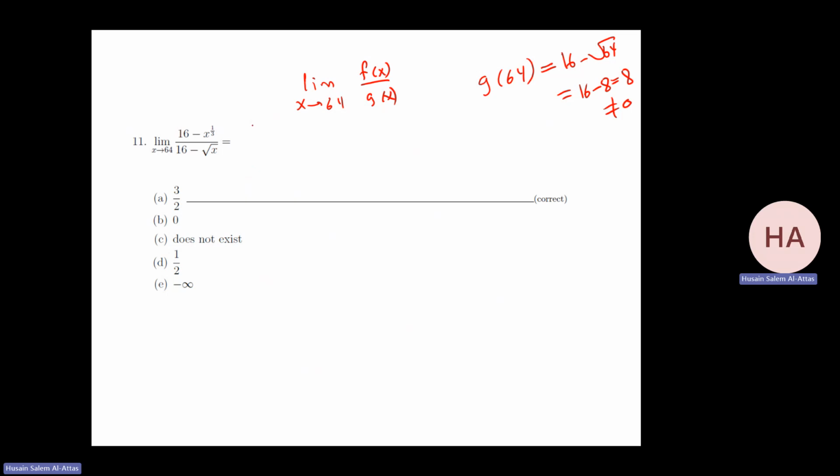Just substitute. You have 16 minus 64 to the power 1 over 3, over 16 minus square root of 64. The square root of 64 is 8, and the cube root of 64 is 4. So 16 minus 4 over 16 minus 8, that will be 12 over 8. Divide by 4, 3 over 2. That will be the answer.